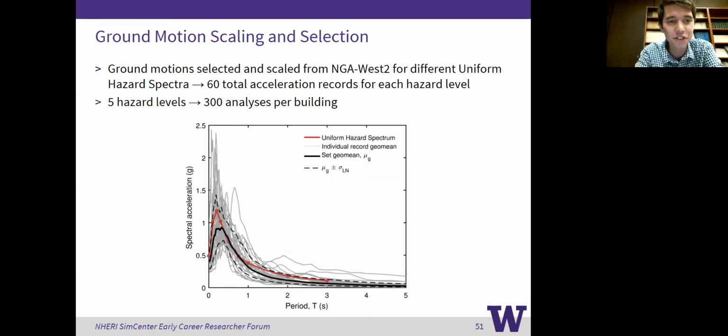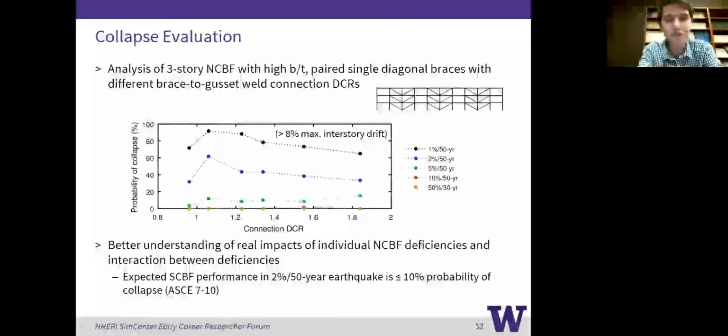So this is just illustrating the scale of the problem. If we have all these different ground motions, maybe we have 60 total acceleration records for each hazard level, 5 different hazard levels, that's 300 analyses per building. And so that's not something that you really want to be doing on a local machine. Right? You want to be able to go onto a supercomputer and do those analyses quickly.